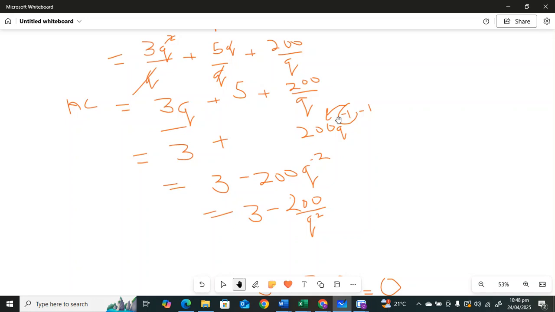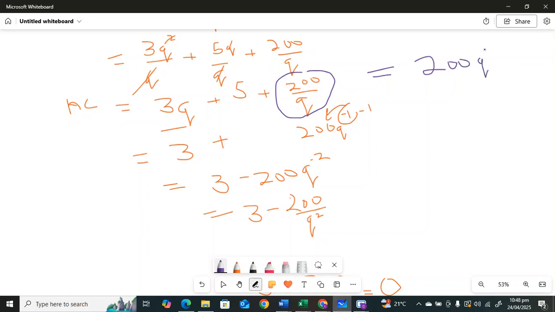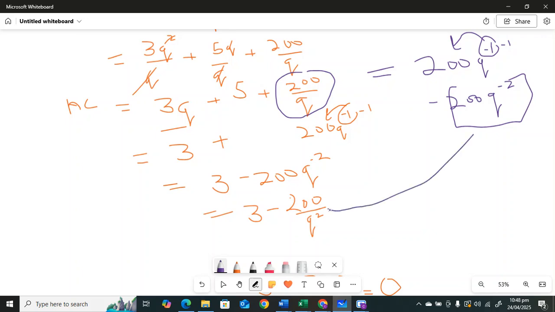Okay, here, remember, we were deriving. So remember, we started with this 200 over q. This 200 over q is the same as 200 q to the power negative 1. Now, when you derive, remember, multiply the exponent with the coefficient, subtract 1 from the exponent, then this we rearranged to become this.